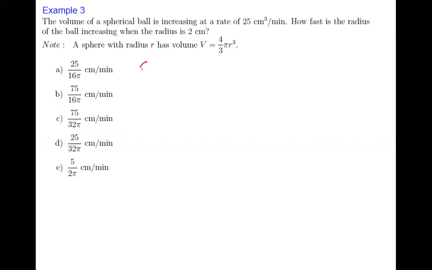That means the given information, let me use the shortcut, again, based on the unit, I'm guessing, is a volume. The size of the balloon, dV/dt, is changing at the rate of 25 centimeters cubed per minute. The required information is how the radius is changing, dr/dt, at the moment when the radius is 2. But of course, the radius is not really 2. As soon as I get the relation between the rates, I can substitute 2.